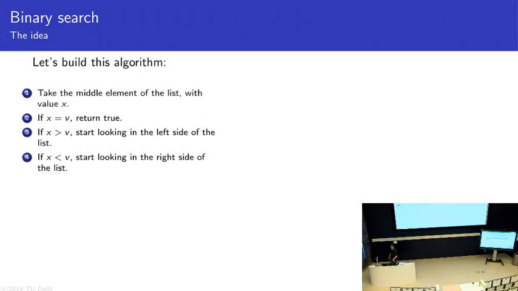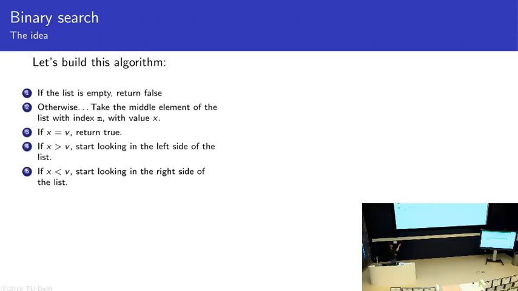But we're not done yet, right? This is still a bit too vague. Let's try to be a bit more precise. What happens, for instance, if the list is empty? Well, if the list is empty, it's easy. The book's not going to be in there. So if the list is empty, we return false. Otherwise, we're going to do all of this stuff.